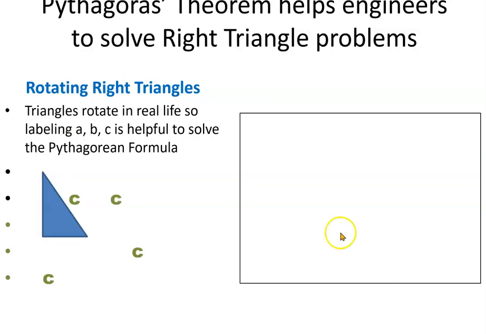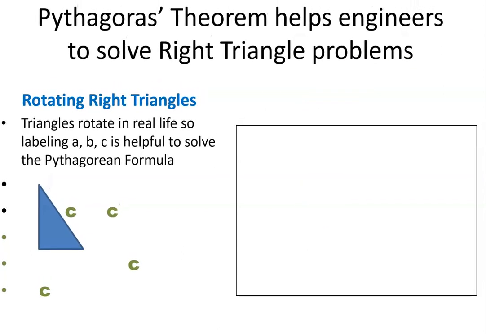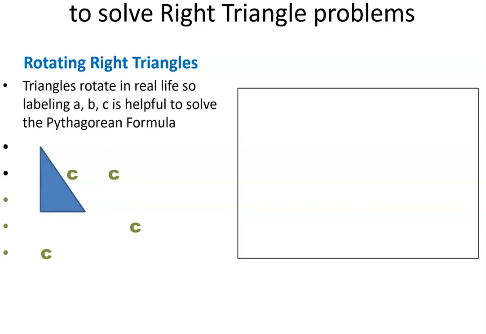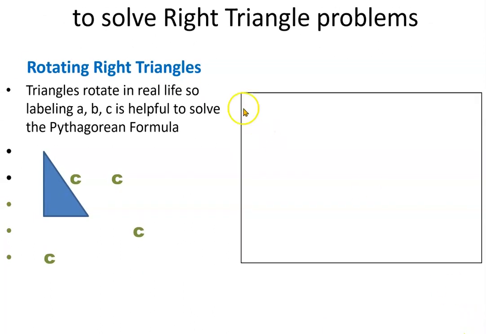The Pythagorean theorem helps engineers to solve right triangle problems. We have rotating right triangles because in real life they do move around. So this c represents the hypotenuse. Let's see what happens here.